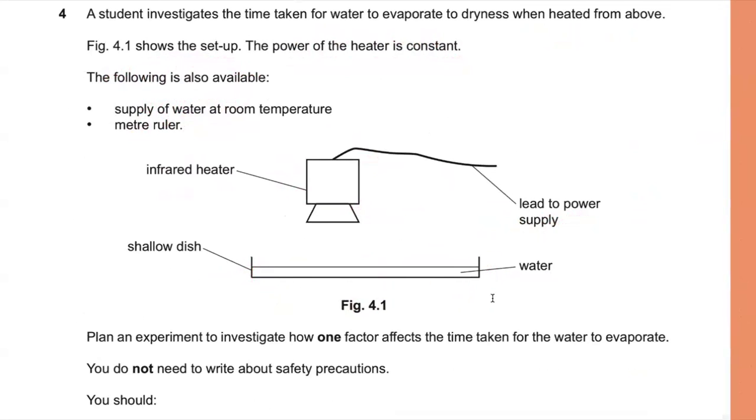All right. Plan an experiment to investigate how one factor affects the time taken for the water to evaporate. Now this is up to you as to what factor you want to see how that changes. So it's up to you whatever you want to do this with. For example, the first thing that comes to mind for me is the volume of the water, right? Or you can also, for example, change the height of the heater above the water, this would also be fine.